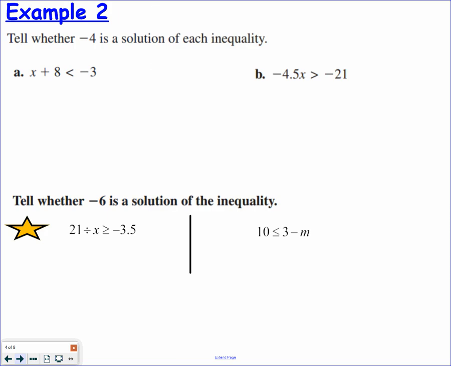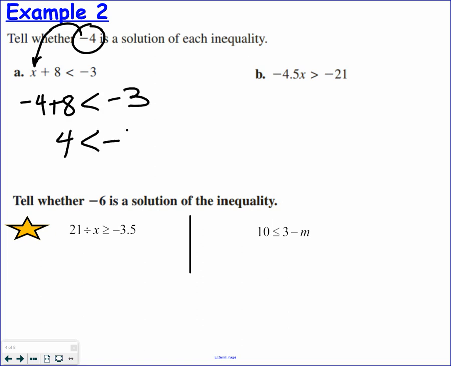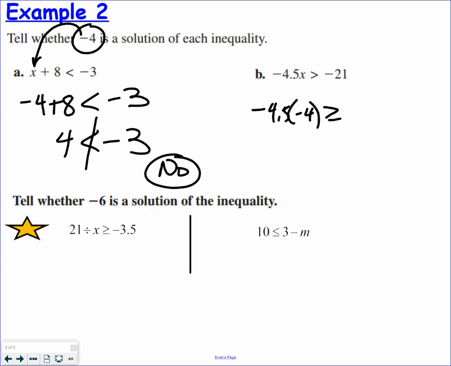Now I'm given the inequality x plus 8 is less than -3, and I want you to put -4 in for x and show me. You can't just say yes or no. Show me. So -4 plus 8 is 4. Is 4 less than -3? It's not, so the answer is no. Next one, I'm going to put -4 again in for x and ask yes or no, but you've got to show your work. On your homework assignment tonight, make sure that you are actually showing this.